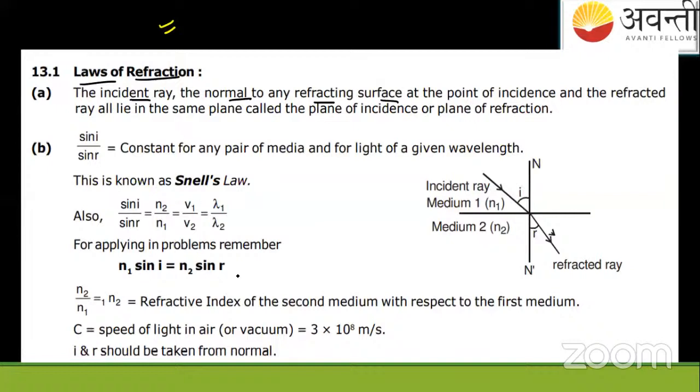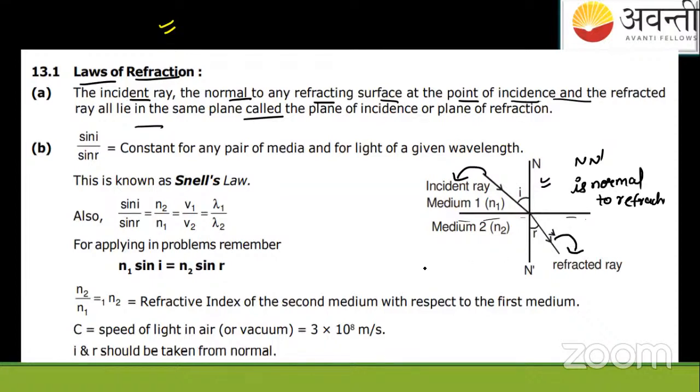So we have seen that the incident ray and the normal to any refracting surface, not reflection, at the point of incidence and the refracted ray all lie in the same plane. You can see N dash is basically normal to the refracting surface. The incident ray is this, and this is the refracted ray. The angle of incidence is this one, the refraction angle is this one.